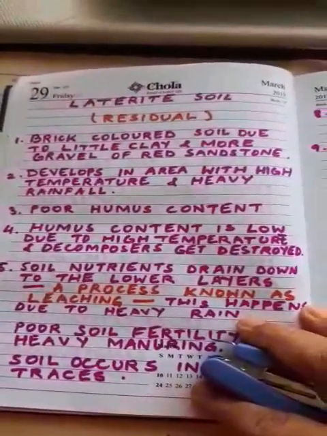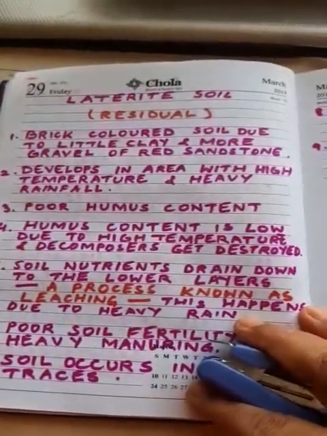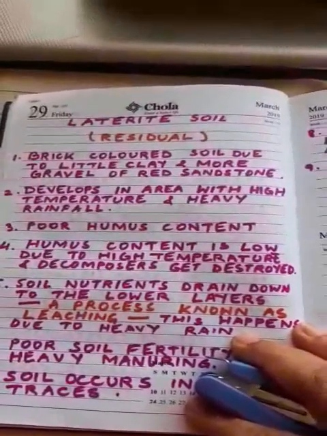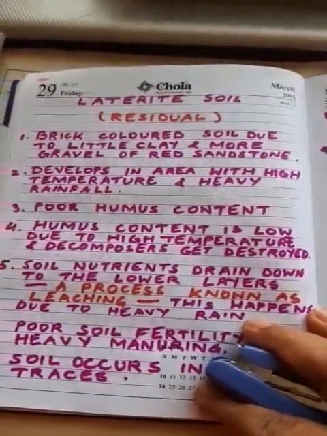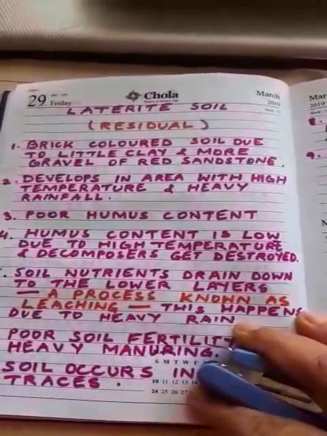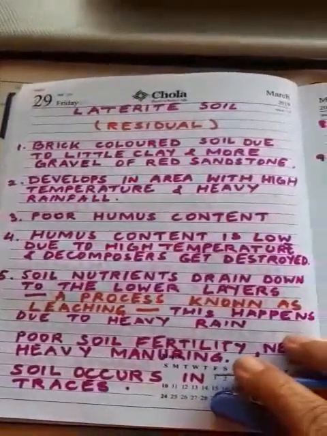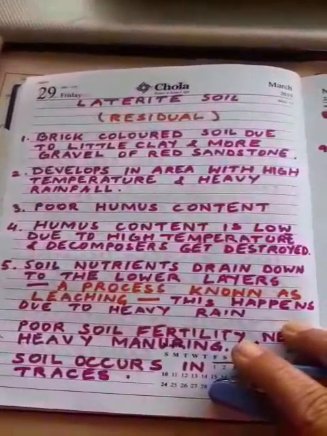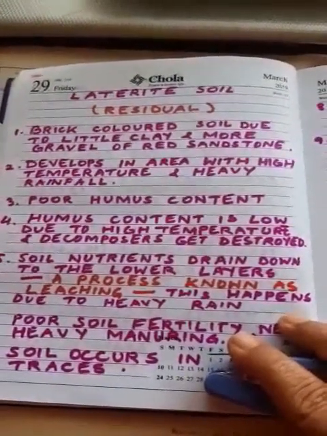I am repeating, the color of the soil is brick, so I have written brick colored soil due to little clay and more gravel of red sandstone. Second point, develops in area with high temperature and heavy rainfall. Third point, poor humus content. Fourth point, humus content is low due to high temperature, and decomposers get destroyed.